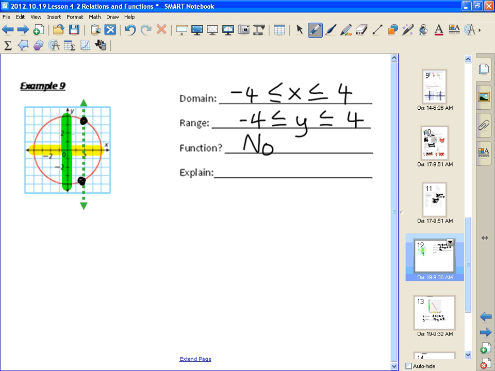And the explanation is, how did I explain that to you guys just now? You can draw a vertical line, and it touched twice, right? It touched twice.